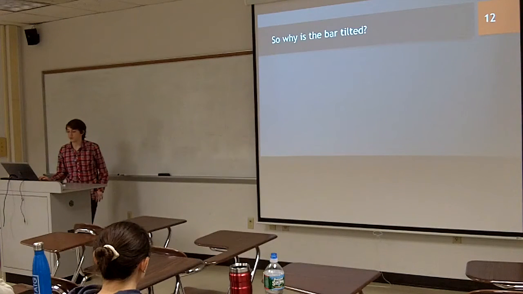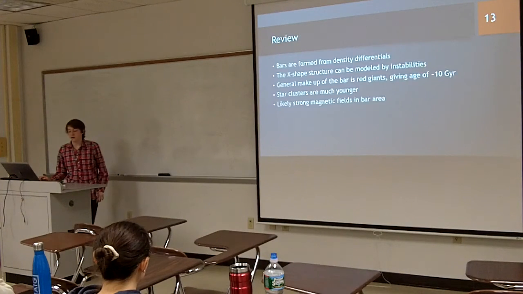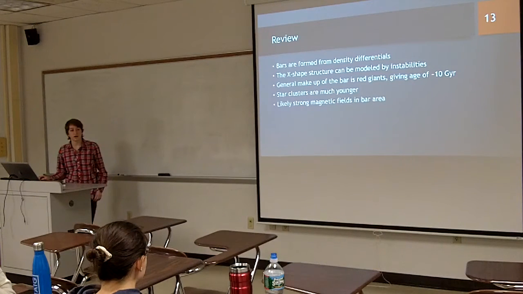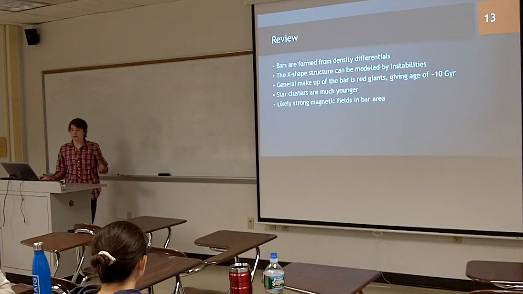So back to the question of why the bar is tilted. The overview was that bars are formed from density differentials. If it's more dense in one area, then you'll end up with more elliptical orbits to form the bar. The X-shaped structure doesn't have much to do with the tilt because it can be modeled by instability, and it's pretty common. But the models don't specify that it has to be tilted. It's just a natural consequence.